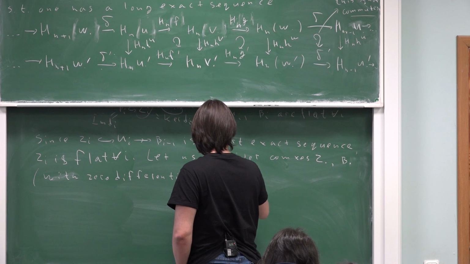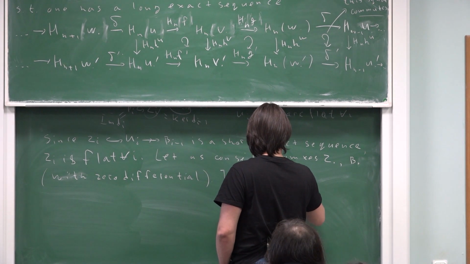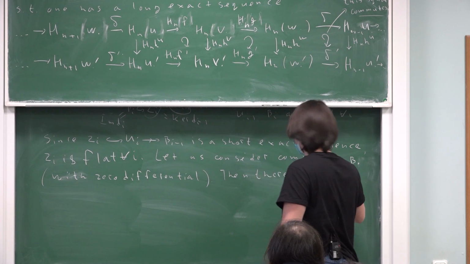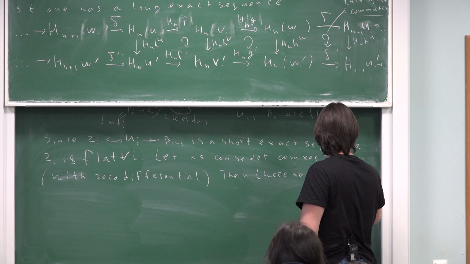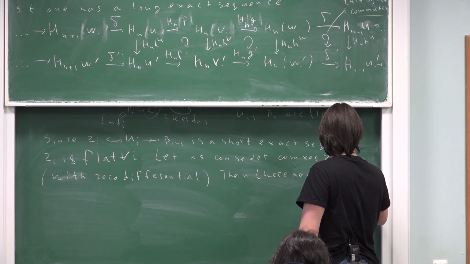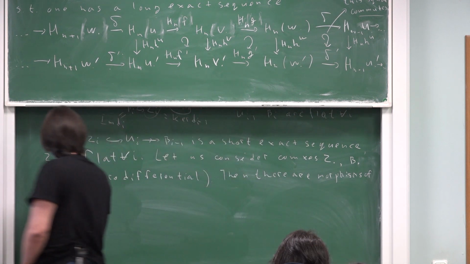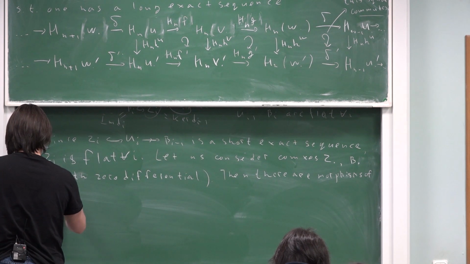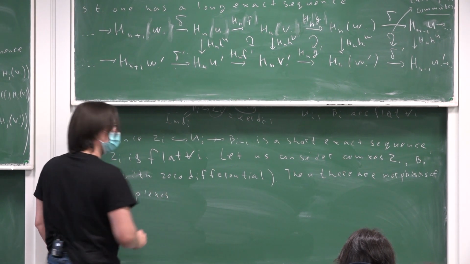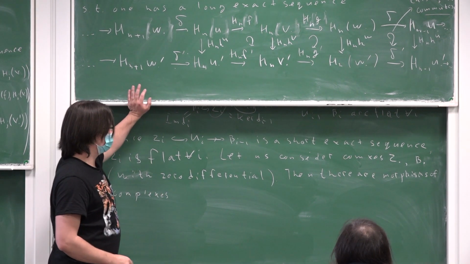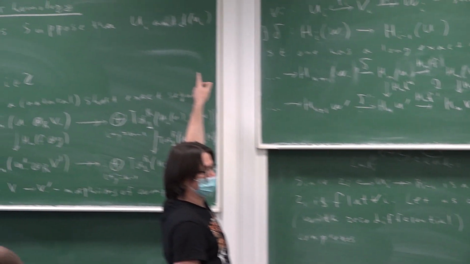Then there are morphisms of complexes. Why is B_i flat? Because B_i is the same thing as d of U_i. Okay.